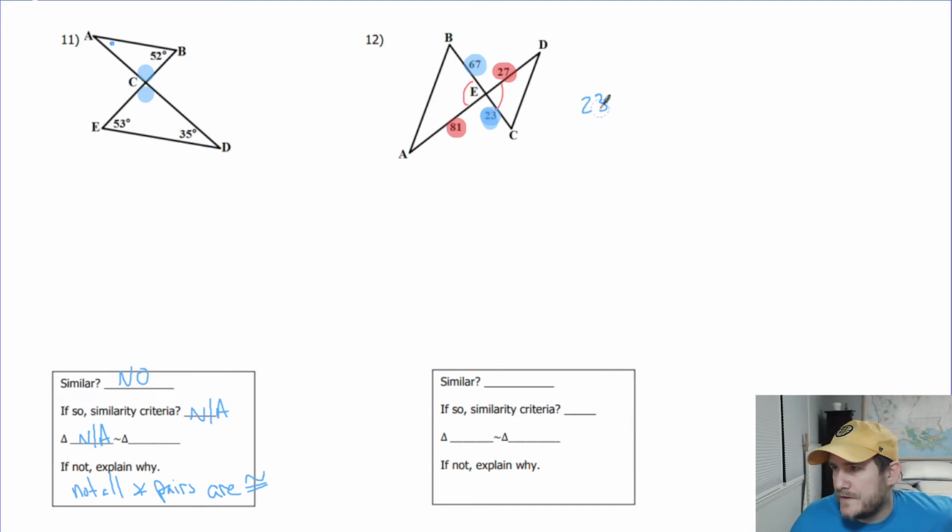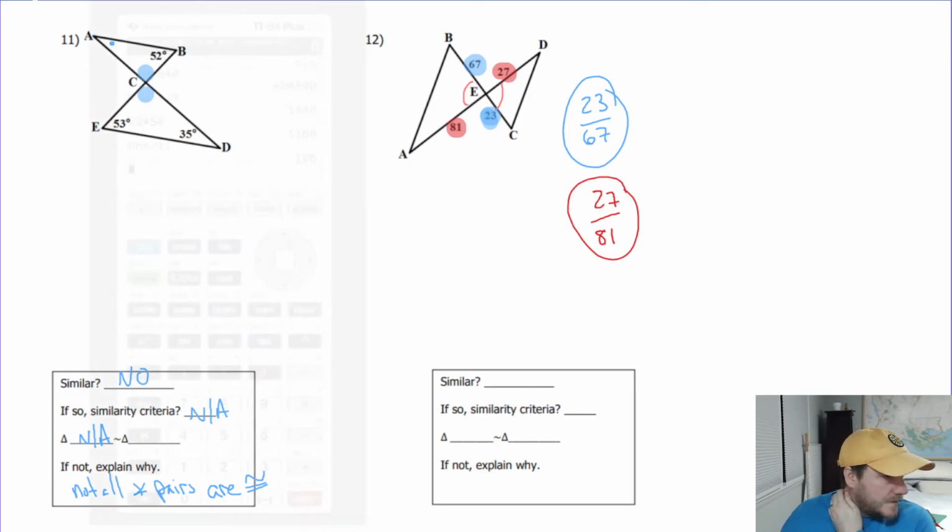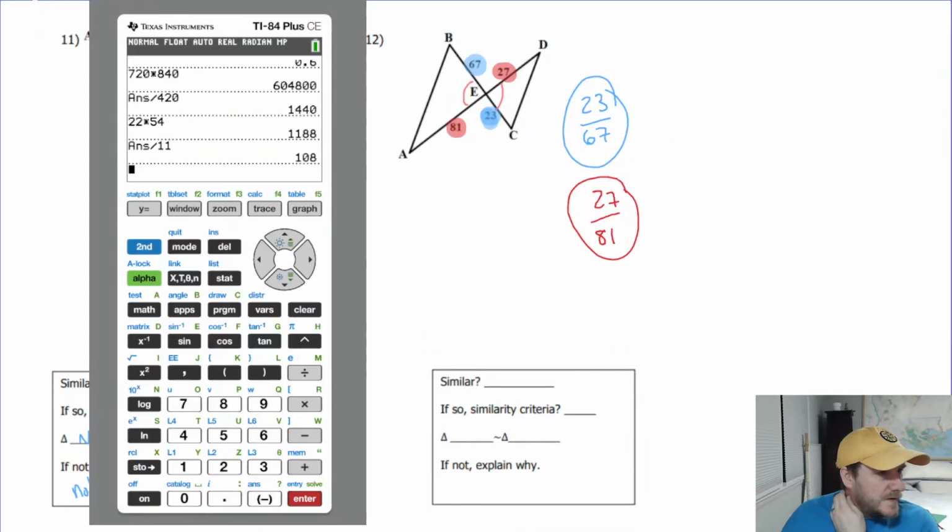If we go 23 over 67, 23 I know is prime, so you can't break that down anymore. And 27 and 81, you can't break that down anymore, but it's not equal to the one in blue. If you don't believe me, we'll do it in the calculator just to be sure. There it is.